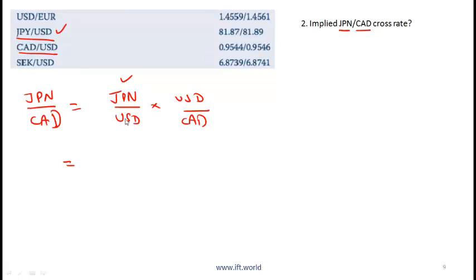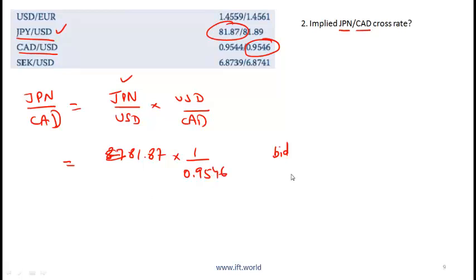Japanese yen to USD for the bid is simply this number, 81.87. So remember, we are doing the bid first, multiplied by USD to Canadian. So USD to Canadian, remember, we need to find the inverse over here. To find the inverse for the bid, we need to find the USD Canadian bid, we need to get the reciprocal or the inverse of the offer. So we will multiply by 1 over 0.9546. So that's the bid.